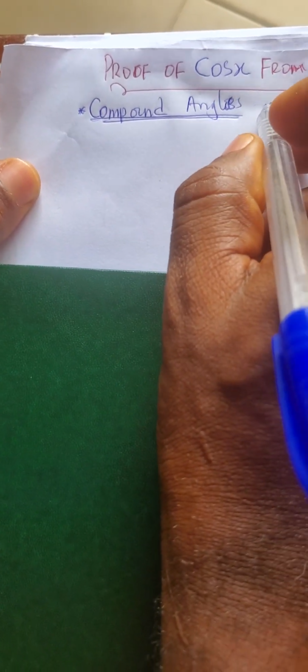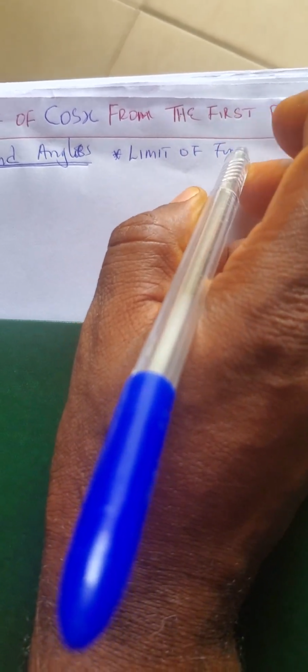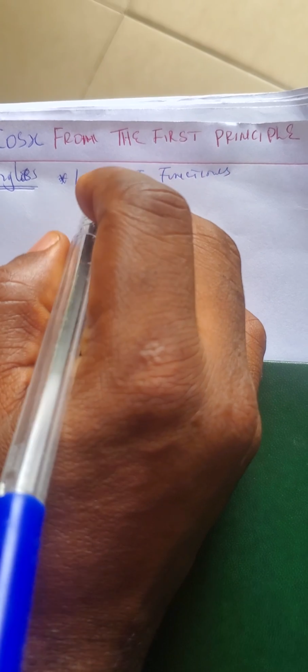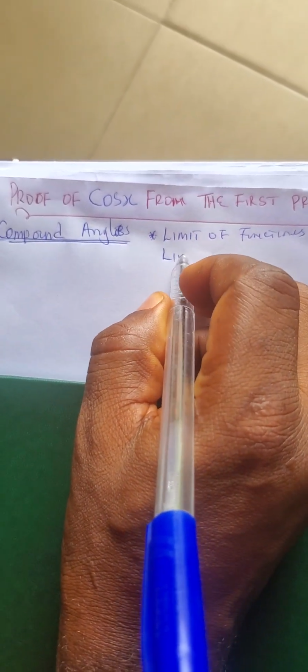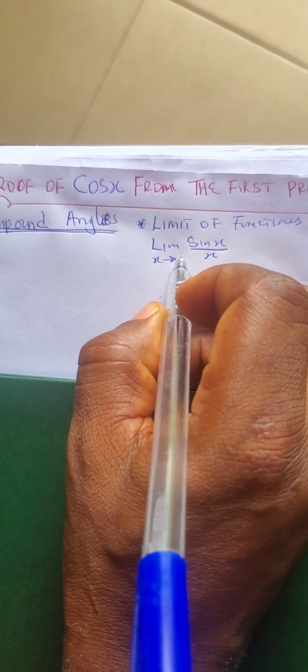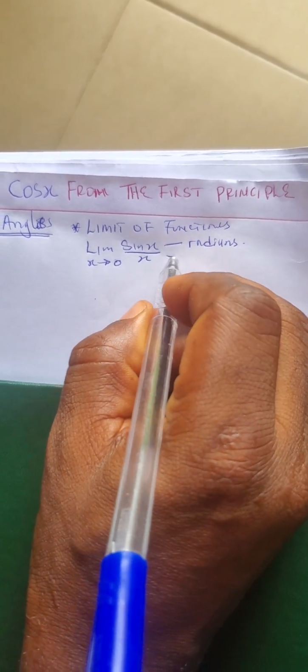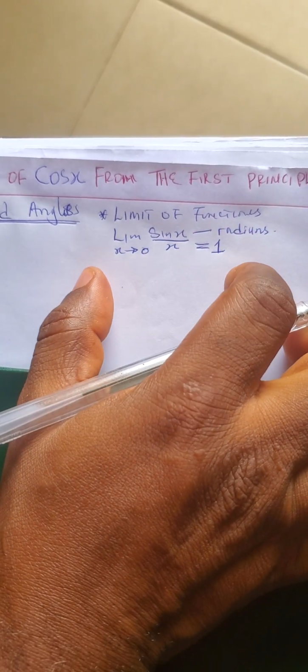Then we should also have a background of what is called limits of functions. A particular limit of function we are going to use is that of the limit of sine x over x as x tends to 0. In this case, our x is measured in radians and not in degrees, and that limit is actually 1. So we need this background to be able to understand how to derive cos x from the first principle.